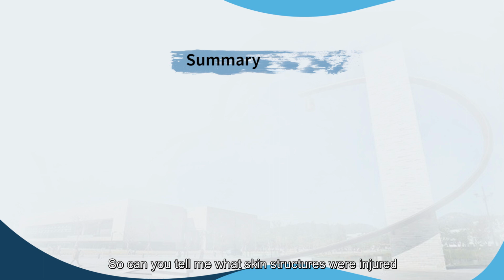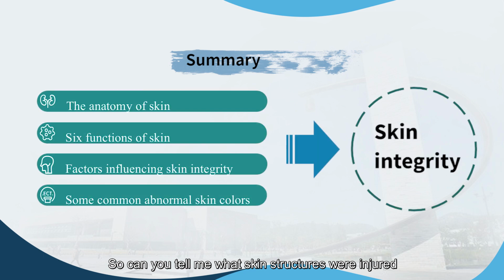So, can you tell me what skin structures were injured in my thumb after the cut? Yeah, it cut the epidermis, dermis, and damaged my small blood vessels. We have discussed the 6 functions of skin, factors influencing skin integrity, and some common abnormal colors of skin. And next time, we will introduce pressure ulcers, the most common skin problem in clinical practice.